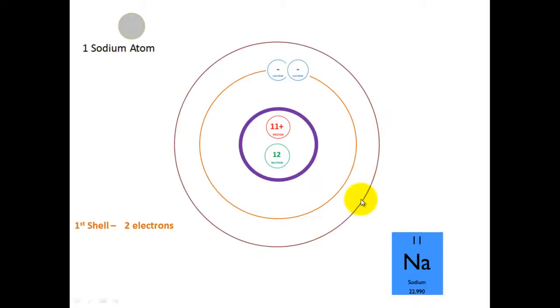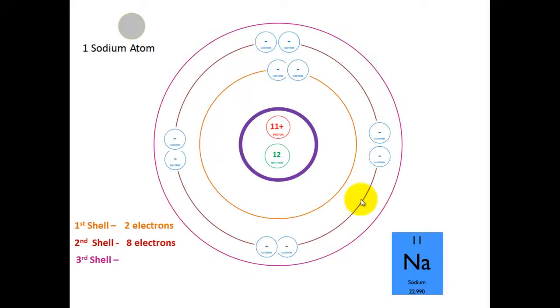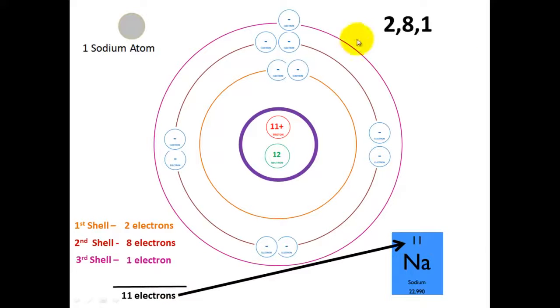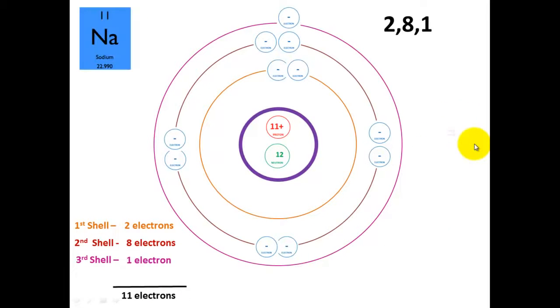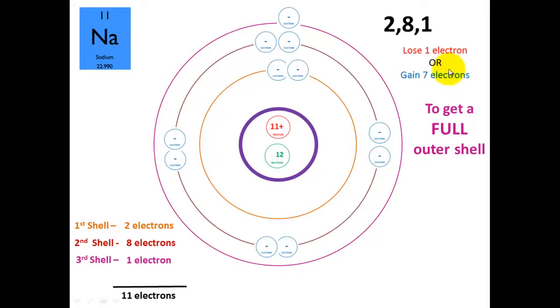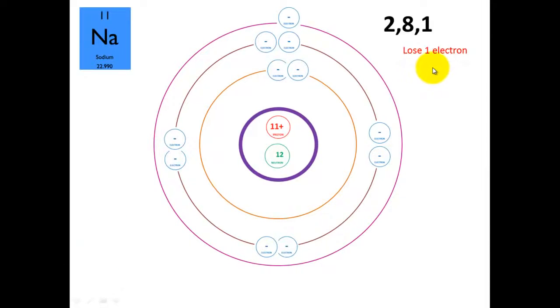2 in the first shell, 8 in the next shell, and 1 in the outside shell to give us a total of 11 electrons. Got a configuration of 2, 8, 1. 11 protons, 11 electrons, we've got a 0 overall charge. So to get a full outer shell, it can either lose 1 electron or gain 7 electrons. It's going to choose to lose 1 electron.